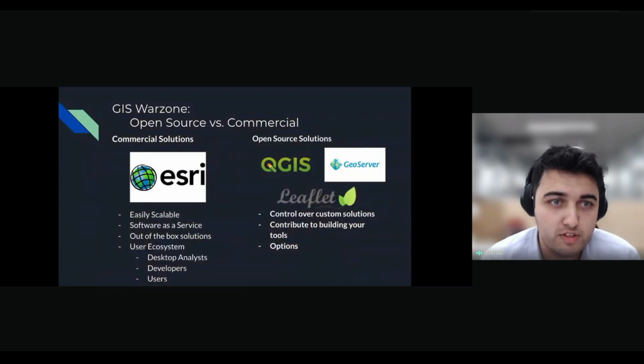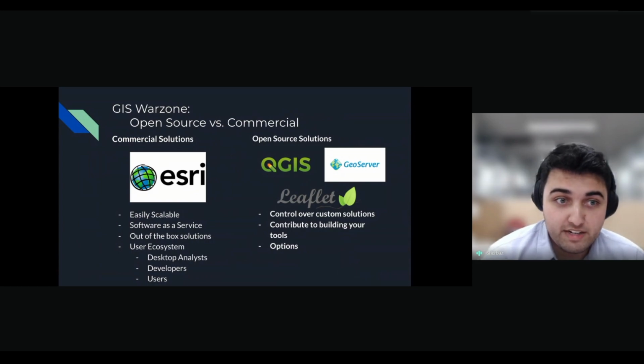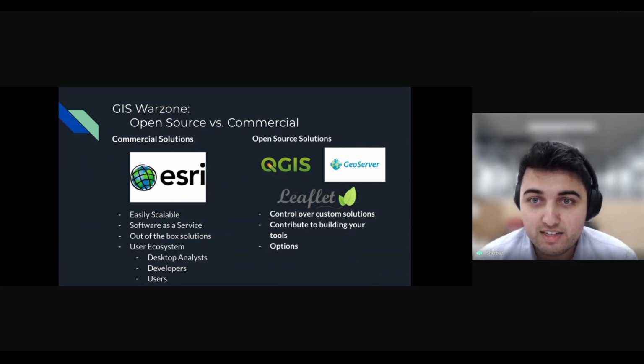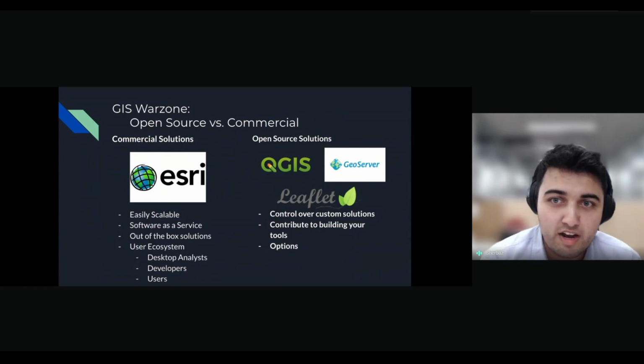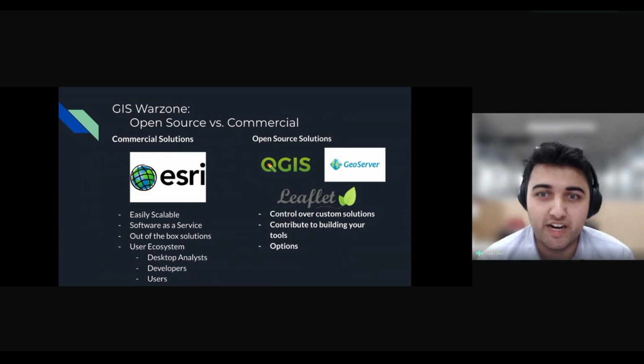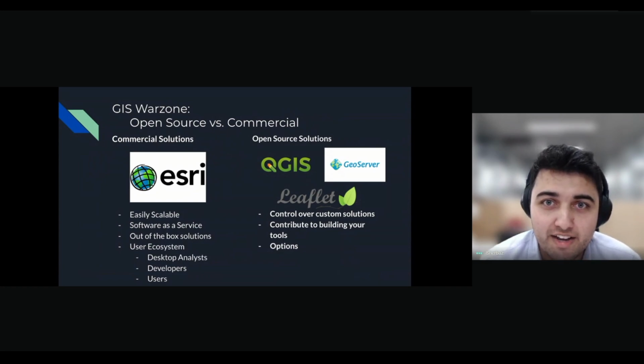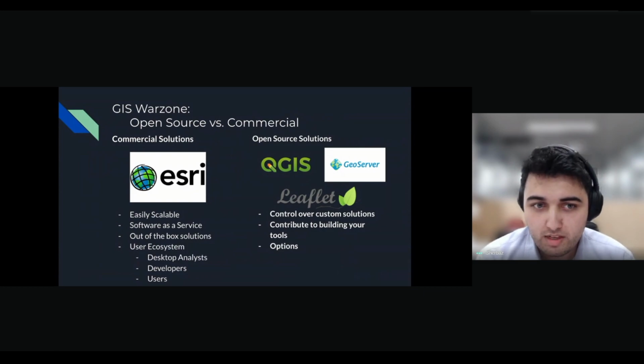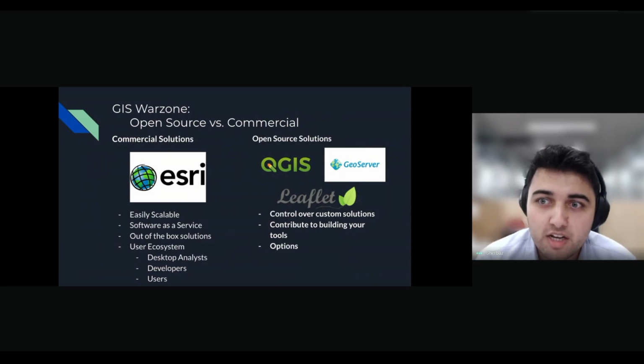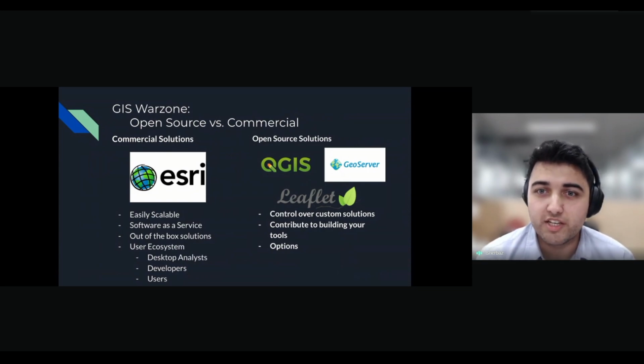So let's start off. Before we get into the GIS part, I'd like to introduce this paradigm of open source versus commercial GIS. Some call it a war zone. If you go to any GIS forum or subreddit, there will often be two very distinct groups of people. One strongly rooting for a commercial solution, typically ESRI, and others definitely going for an open source solution, such as QGIS, GeoServer, Leaflet. They all have their own roles within the open source ecosystem.